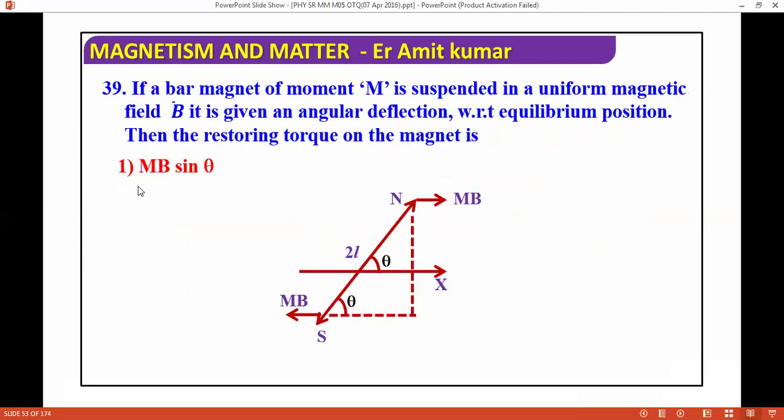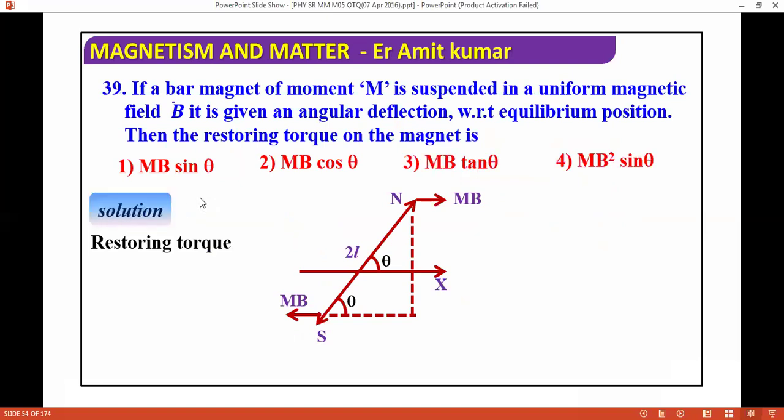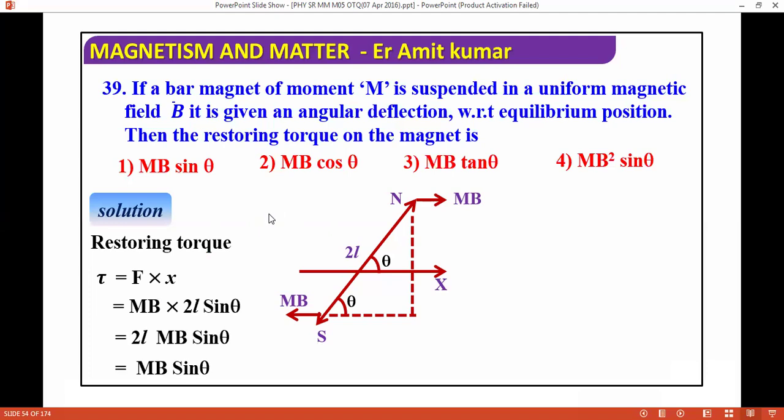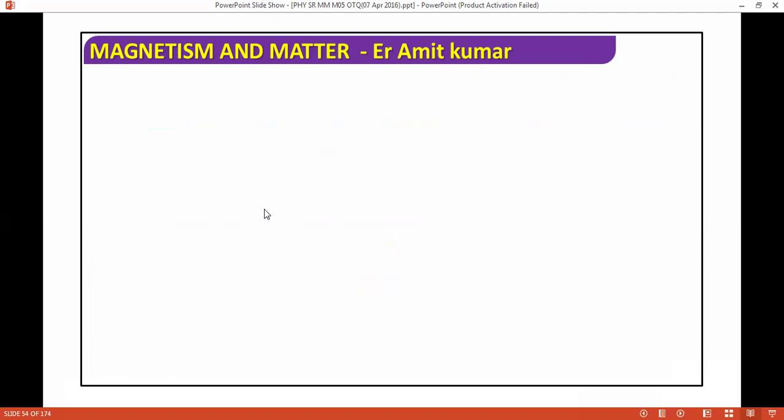If a bar magnet of magnetic moment capital M is suspended in a vertical uniform magnetic field and is given an angular deflection with respect to the equilibrium position, then what is the restoring torque on the magnet? We are talking about restoring torque. You can see the figure. Restoring torque, as all of you know, is M cross B. Here x comes to L sine theta, so this is going to be MB sine theta. And when x was 2L, this is going to be the correct answer.